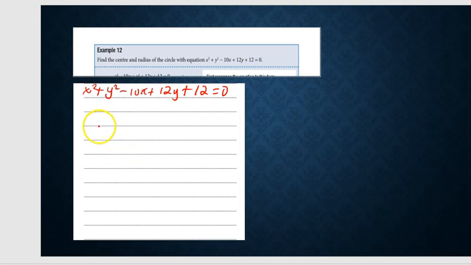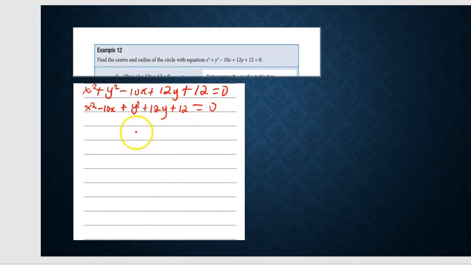So we already have x squared, y squared. So we can have x squared minus 10x, making sure that they are together, plus y squared plus 12y, plus 12. So this is equal to 0. Now we can complete the square.